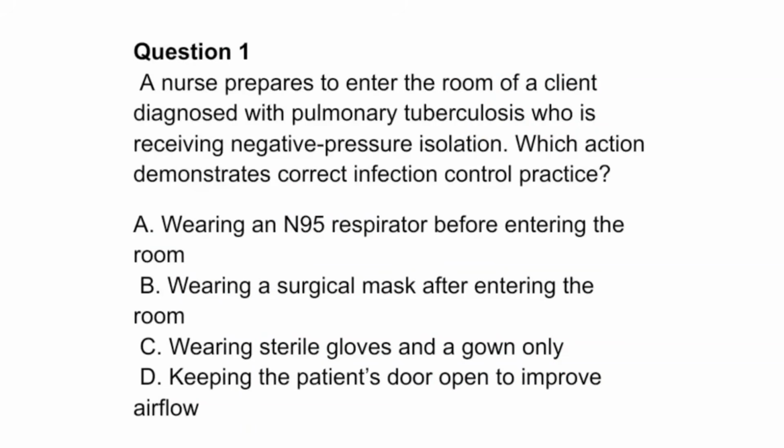Question 1. A nurse prepares to enter the room of a client diagnosed with pulmonary tuberculosis who is receiving negative pressure isolation. Which action demonstrates correct infection control practice? A. Wearing an N95 respirator before entering the room. B. Wearing a surgical mask after entering the room. C. Wearing sterile gloves and a gown only. Or D. Keeping the patient's door open to improve airflow.